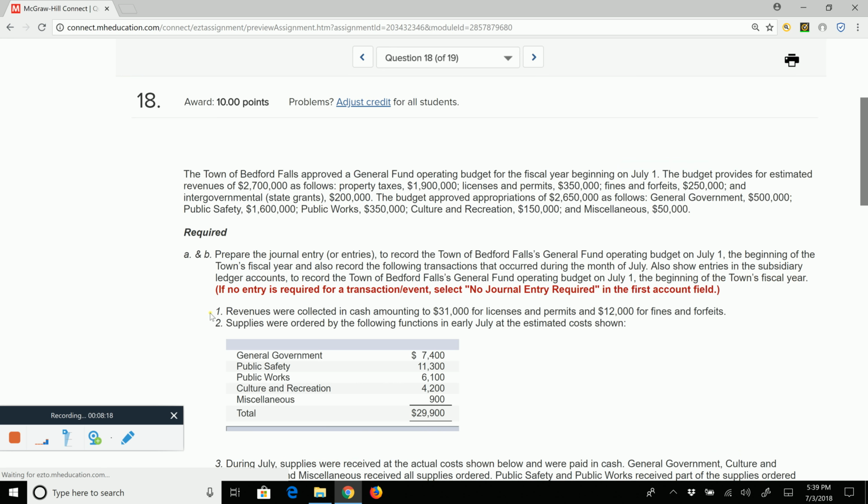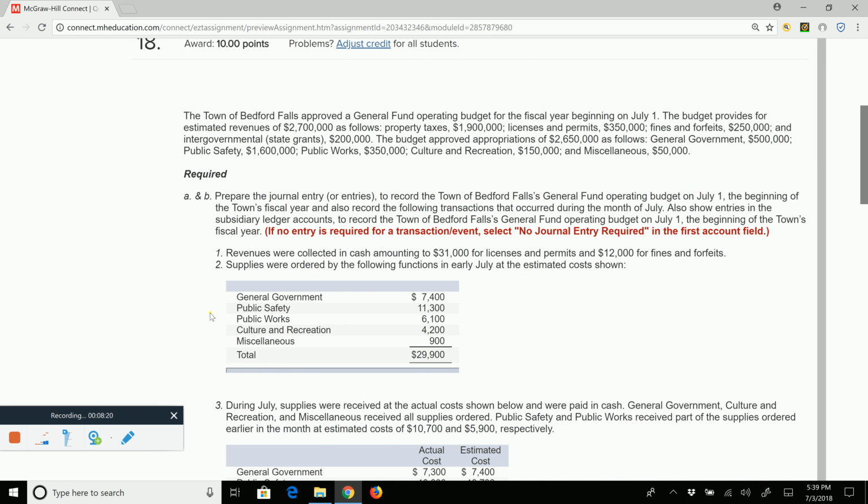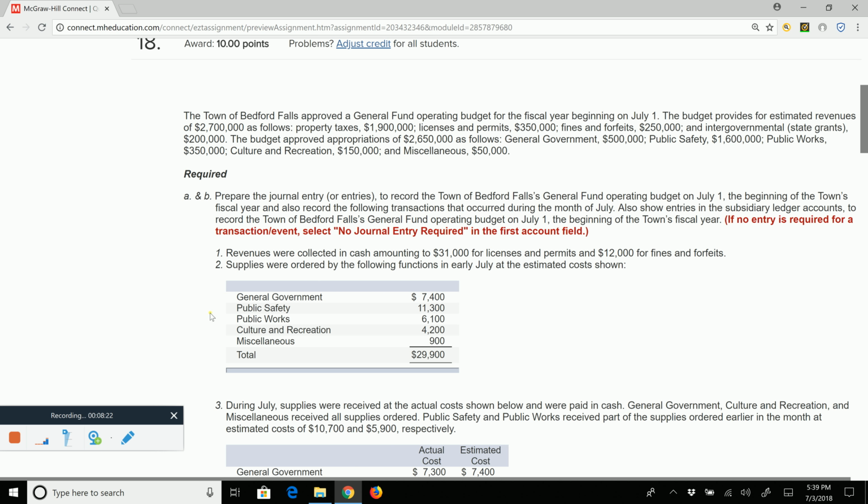Now we're going to take a look at a problem where we're going to do both. We're going to pass a budget. We're going to record actual revenues and expenditures. We're going to enter into contracts. So this is a more comprehensive problem.